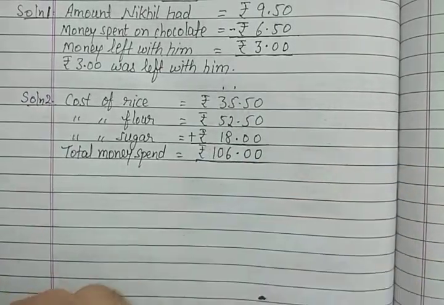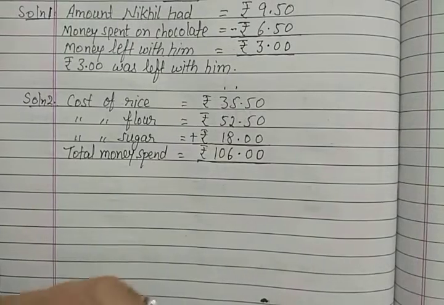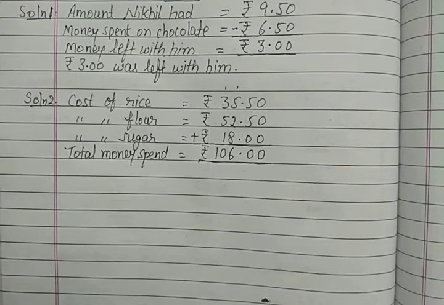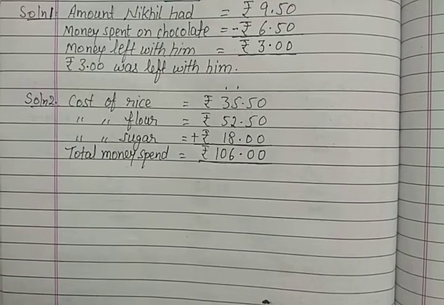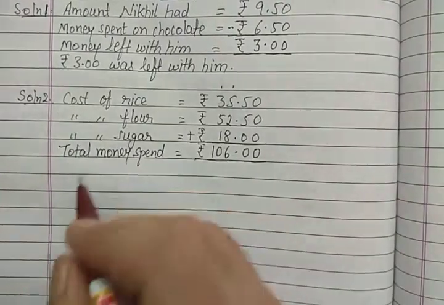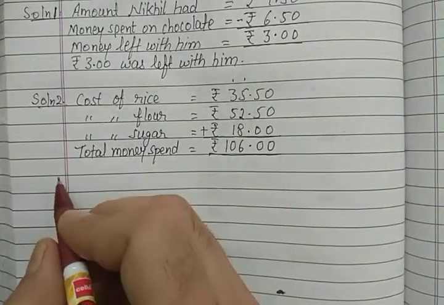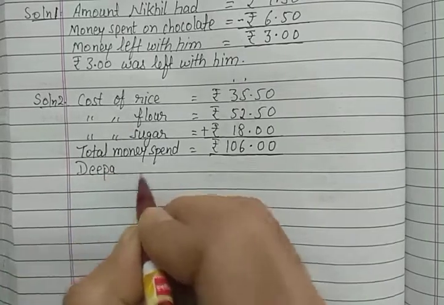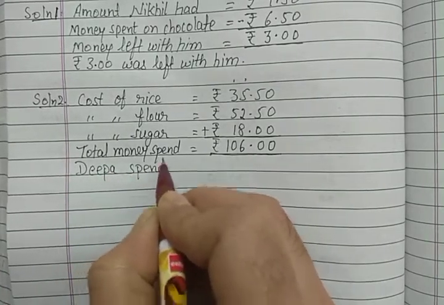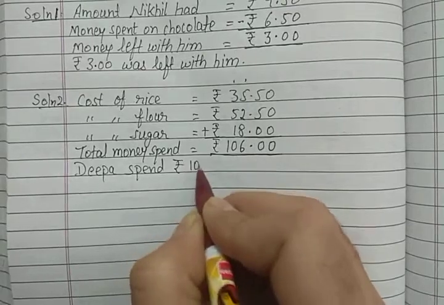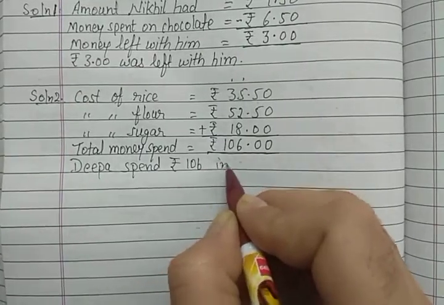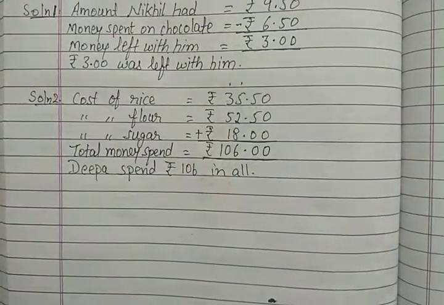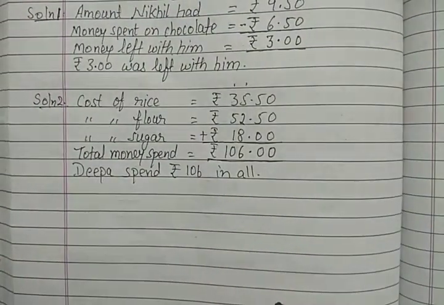So what is the amount spent in all? So that is rupees 106. So she spent 106 rupees in all. So write Deepa spent 106 rupees in all. So now it is clear to you.